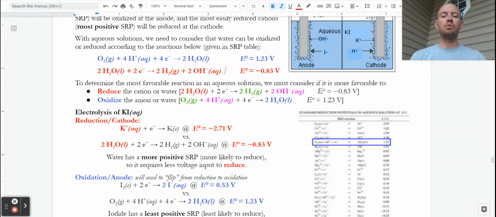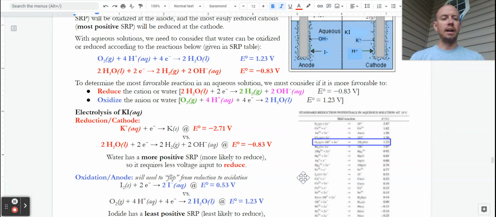When we look at an aqueous solution, we're thinking about, well, what is the reduction or the gaining of electrons that's most likely to occur? Water can be reduced, but it requires 0.83 volts. So we want to think, is it more favorable to reduce the water or to reduce the cation that's floating around in the solution? So we compare the reduction potential of water to the reduction potential of our cation, and then we see what's more favorable.